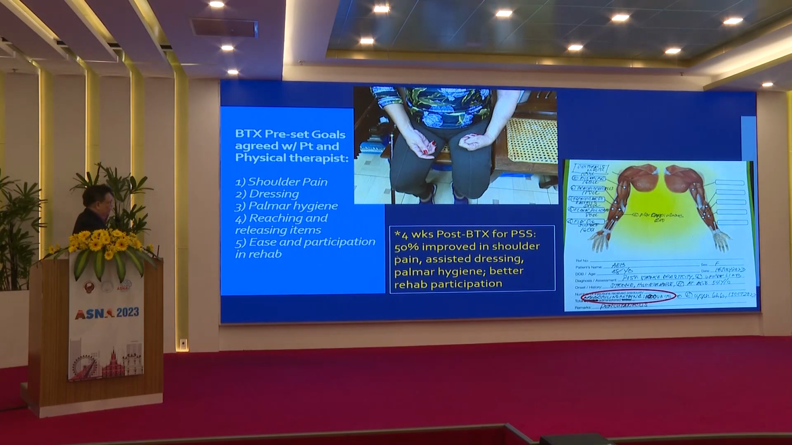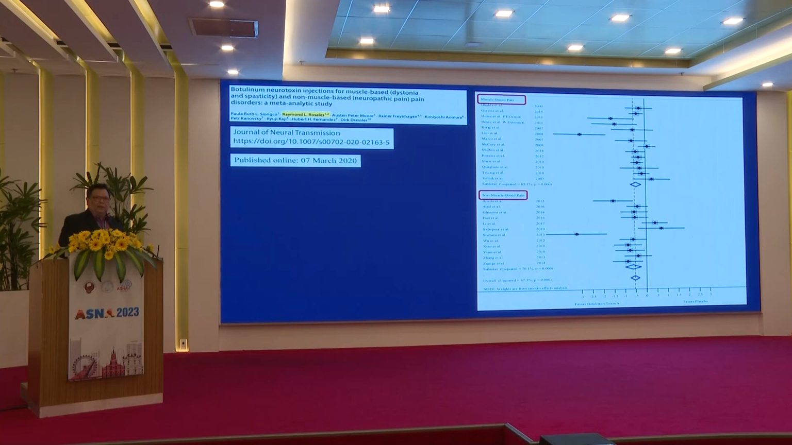4 weeks after botulinum toxin, and this is, by the way, 4 years down the line after the stroke, she had 50% improvement in shoulder pain. She can now be assisted in dressing. Her palmar hygiene has improved, and she was happy to participate in rehabilitation care. So that is the usual thing that we see in the clinics with spasticity.